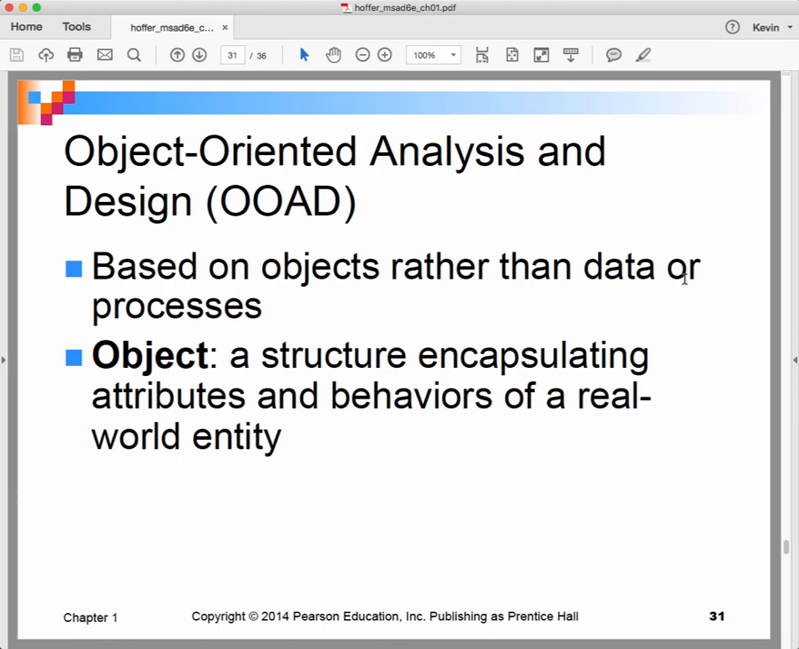Another trend in software development that's important for us to know about is the rise of object-oriented approaches. Programming languages have gone through several milestones, I guess I would call them. Since the 1980s, the newest of programmer tools are based on this object-oriented approach, and the concept of object as a structure encapsulating attributes and behaviors of some kind of real-world entity.